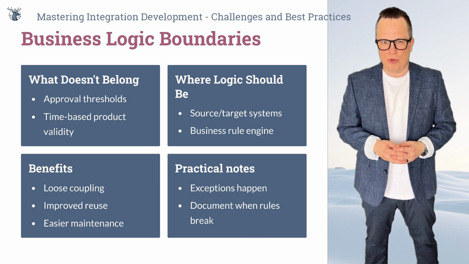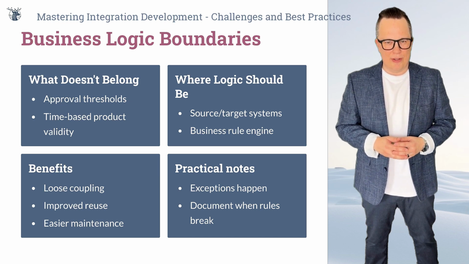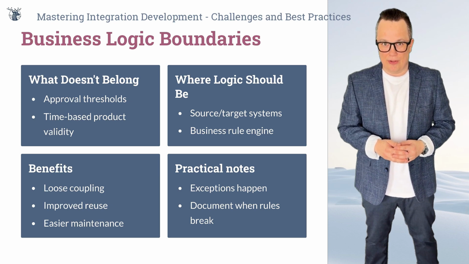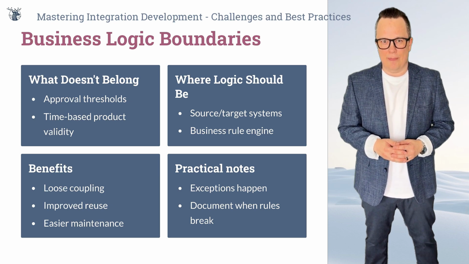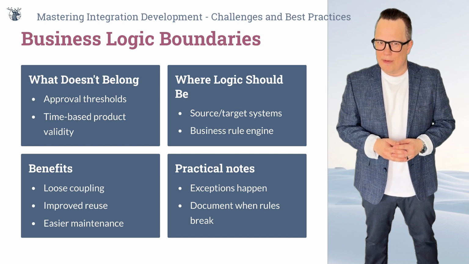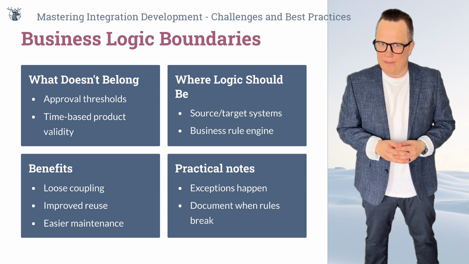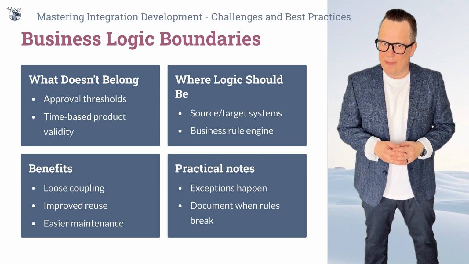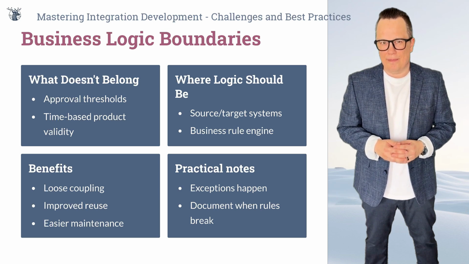If you include rules that should be handled by the business process in the source or target system, the interface becomes harder to maintain and reuse. It also becomes harder to change when business needs evolve. So where does business logic belong? Ideally, it stays in the source or target systems, or in a dedicated business rule engine or service layer.